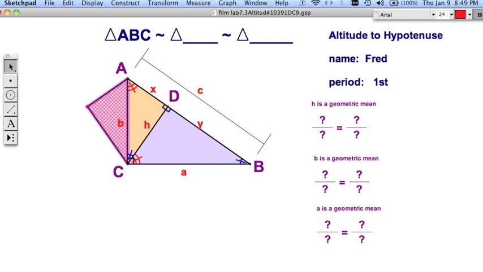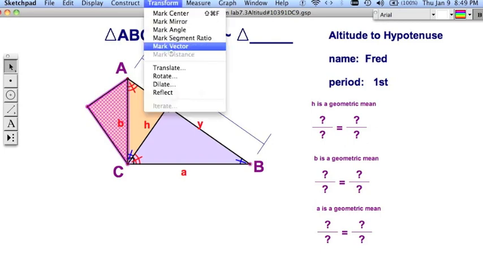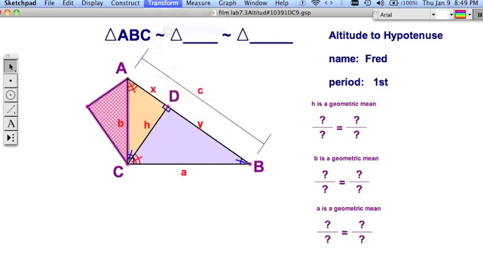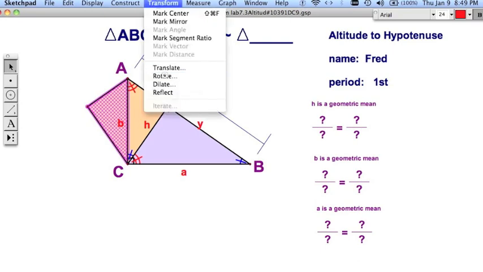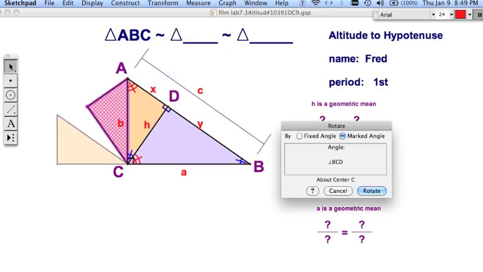Here we go. Double click on Charlie. See, that's going to mark it as a center of rotation. Keep all this stuff highlighted. That's still selected. Click on B, C, D, in that order, that marks the red angle. Transform, and mark angle. There you go. I already have my object selected. Transform, rotate by marked angle.